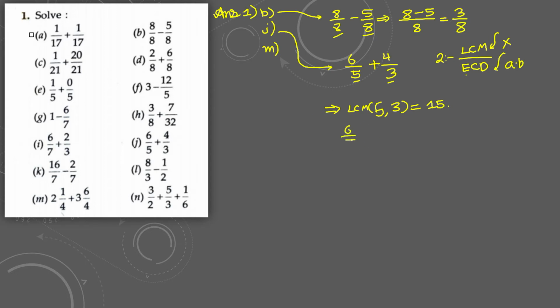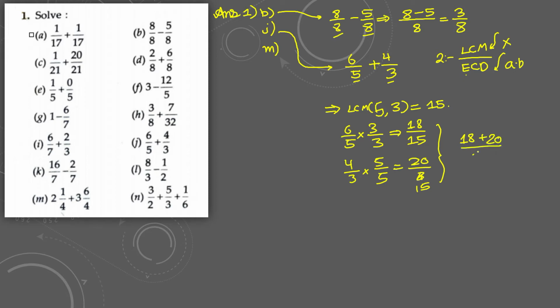Then you say 6 upon 5 into 3 upon 3, which gives me 18 upon 15. And now for 4 upon 3, we multiply by 5 upon 5, which gives us 20 upon 15. And now adding them, as they have the same denominator, we can write it as 18 plus 20 whole upon 15, which equals 38 upon 15. So it is pretty easy. Or you can write it like this also, 2 8 upon 15. This is how the LCM method works.